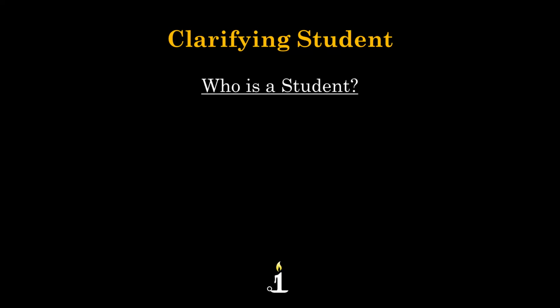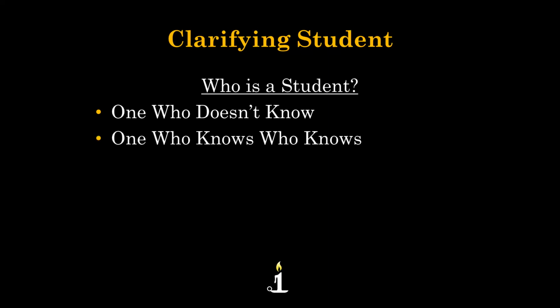So who is a student then? What are some defining attributes? The first and most obvious is a student is one who doesn't know. If you do know, then you're not a student anymore, are you? You already do know. You don't need anyone to give you knowledge. However, even though you don't know as a student, you do know who is the one who does know.